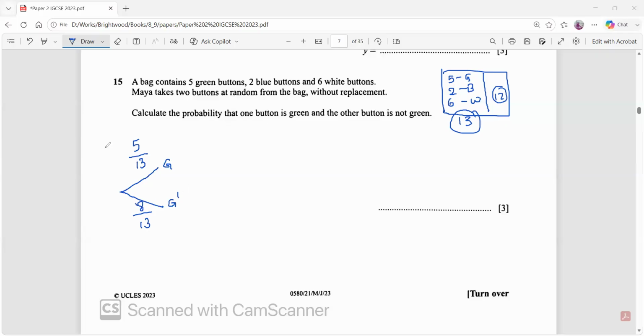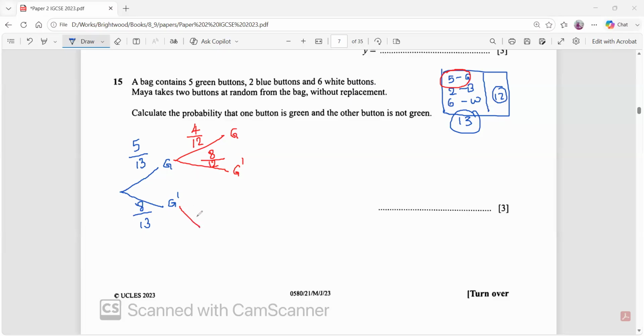Here is the first choice. Now the second choice, if I take the green button, the second time it may be green or not green. How many buttons are there altogether now? 12. If I take the green button the first time, how many green remain? Previously there were 5, I took 1 green, so there are 4 more. Clear? If I take green first, this upper branch means they have taken green. How many non-green? All 8 are non-green, because I took the green.